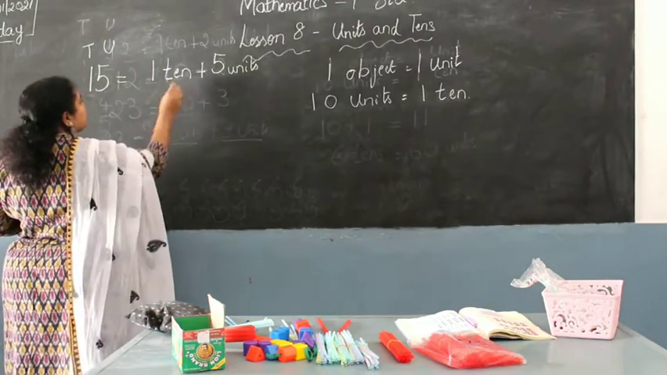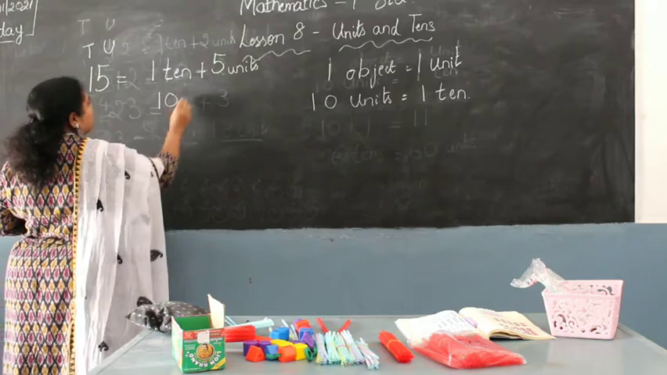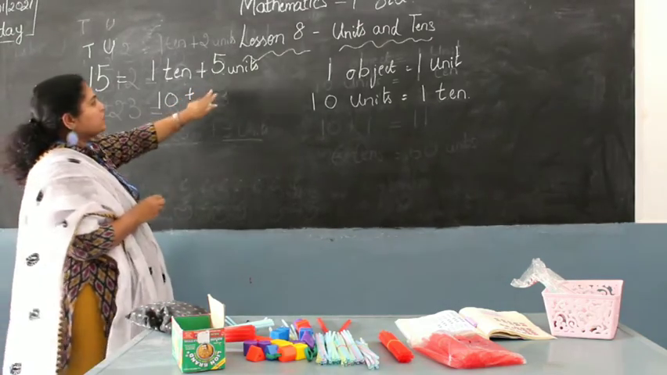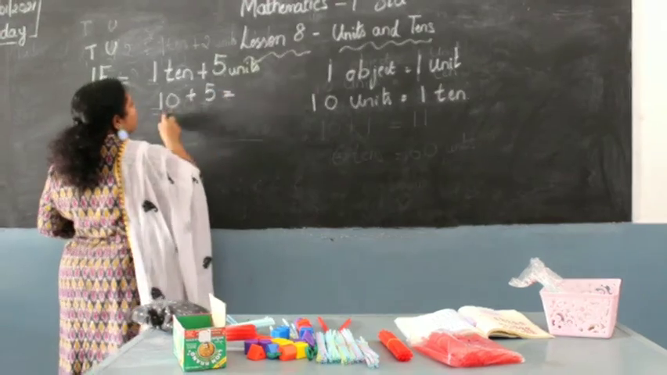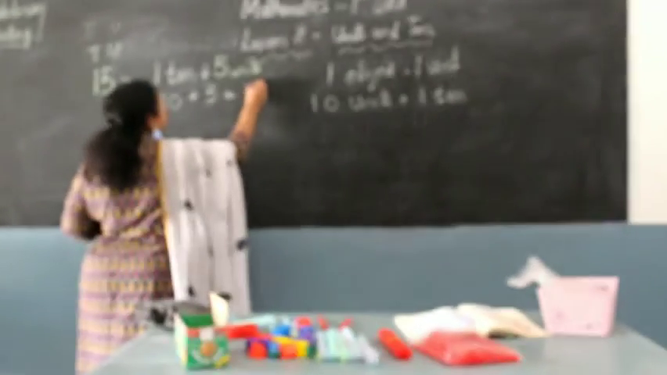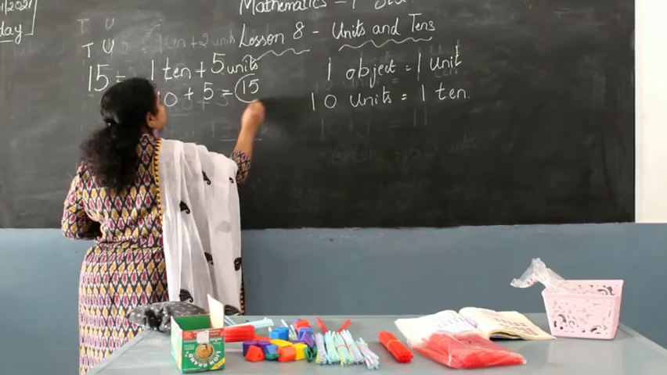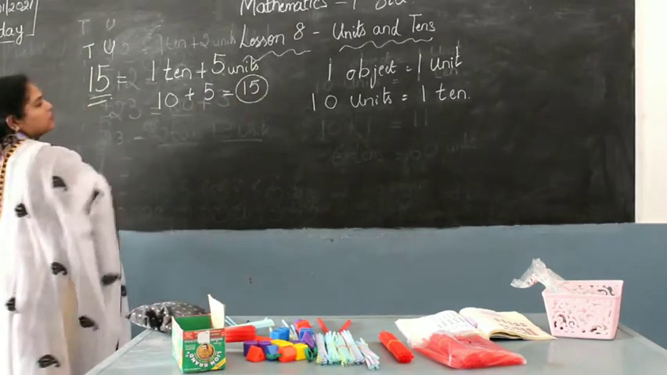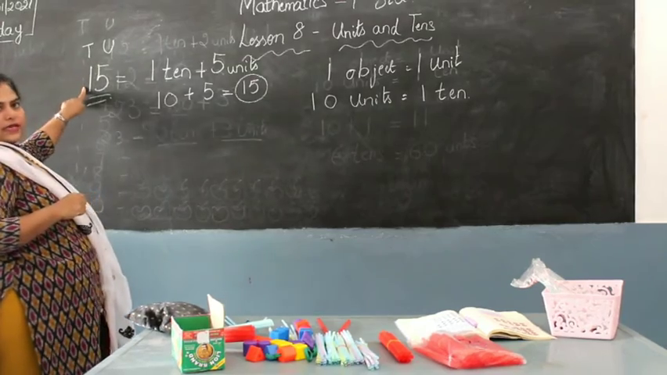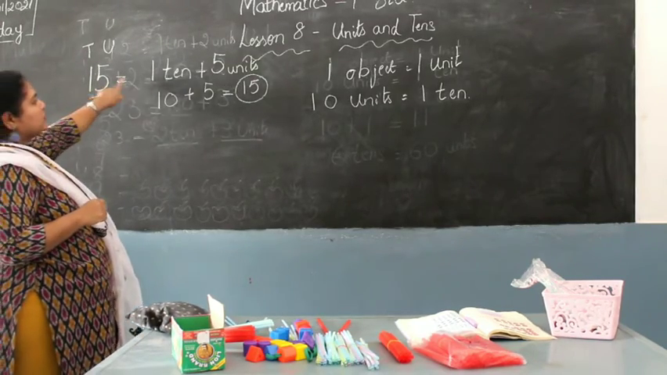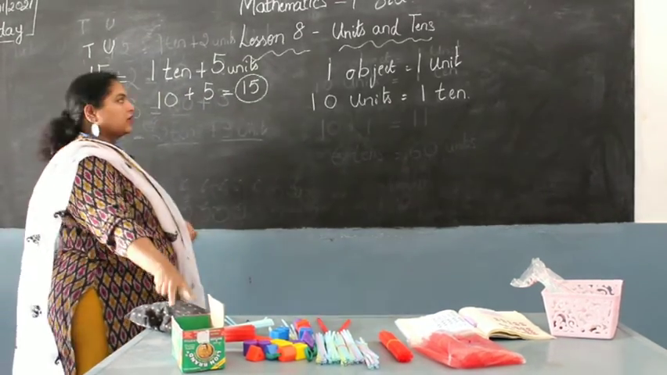That's 1 ten is nothing but your 10 plus 5 units, you will have to write 5, which is equal to 10 plus 5, 15. Correct? This 15 is equal to this 15. Correct? So how do you come to 15? 1 ten and 5 units is your 15.